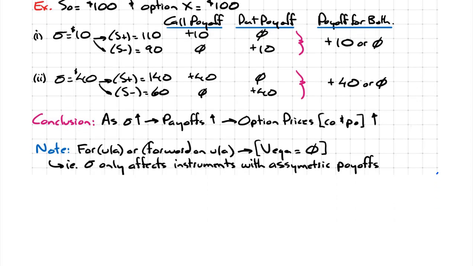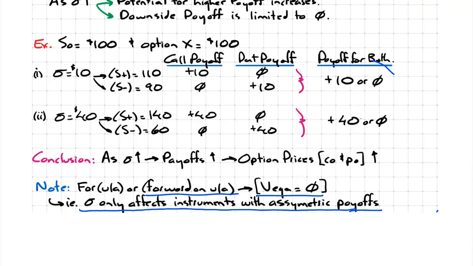Now for the underlying asset itself, or the forward on the underlying asset, Vega is 0. And that's because volatility only affects instruments that have an asymmetric payoff. Like this, only options have asymmetric payoffs. So that's why volatility affects option value. But with spot or the underlying asset or the forward, it has a one-to-one relationship. In other words, it's got a symmetric payoff profile, and therefore the volatility will not affect its valuation.